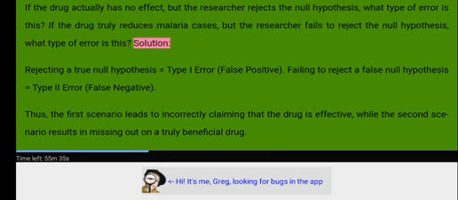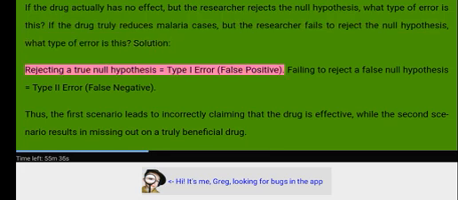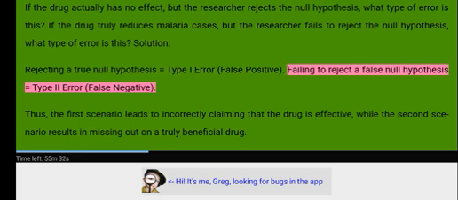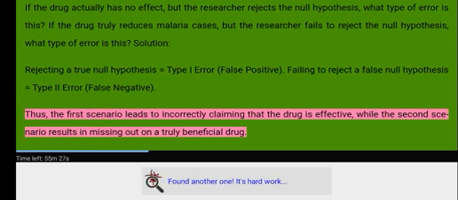Solution. Rejecting a true null hypothesis equals type 1 error, false positive. Failing to reject a false null hypothesis equals type 2 error, false negative. Thus, the first scenario leads to incorrectly claiming that the drug is effective, while the second scenario results in missing out on a truly beneficial drug.